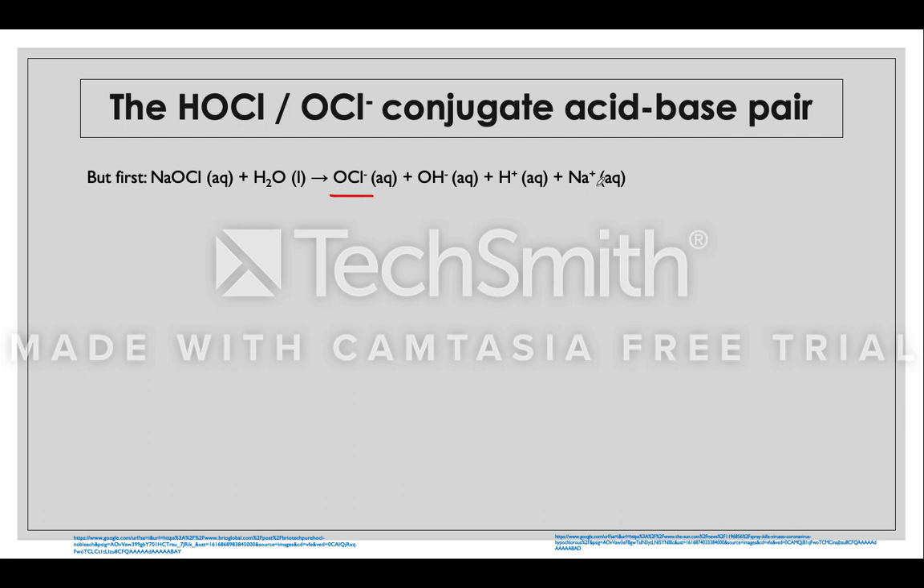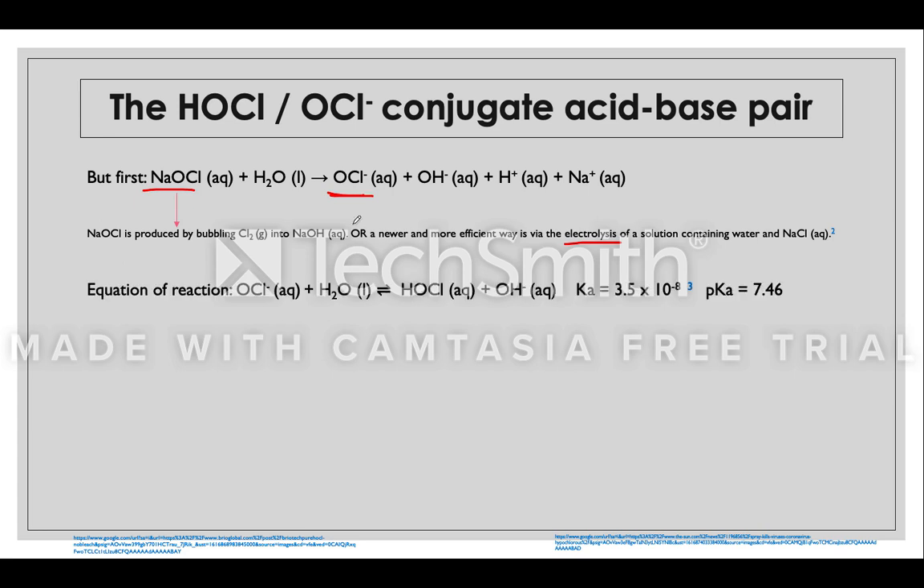So where do we get this sodium hypochlorite? Well, sodium hypochlorite can be produced by bubbling chlorine gas into sodium hydroxide, or we found a newer and more efficient way of doing this, which is the electrolysis of a solution containing water and sodium chloride. I'm not going to jump into the details of that because electrolysis is a Module 12 topic, electrochemistry. All you really need to know is that we have this sodium hypochlorite. It's going to break down and form this hypochlorite, and this is what we're going to look at.